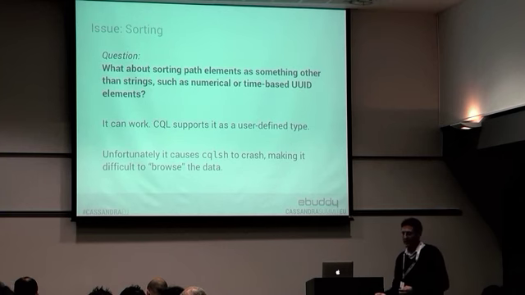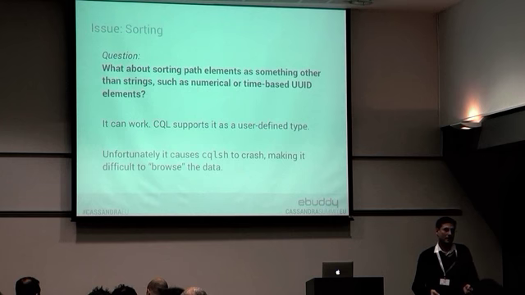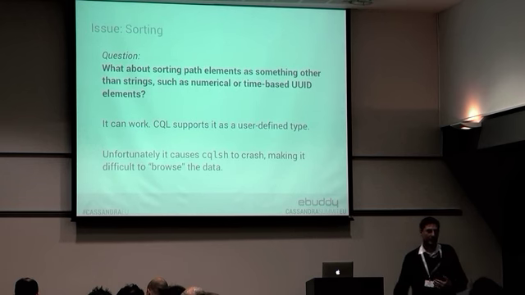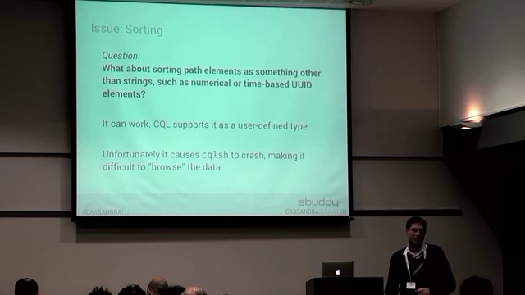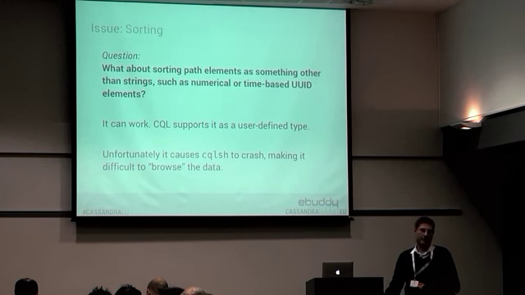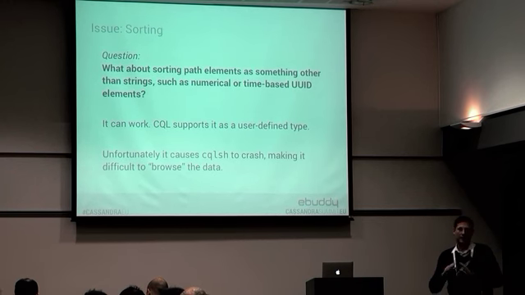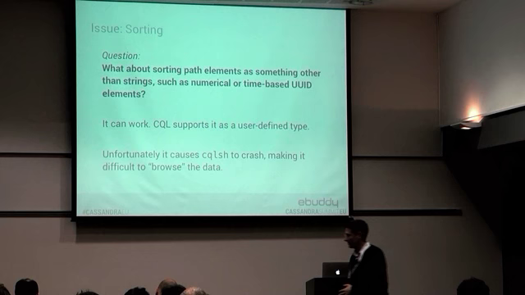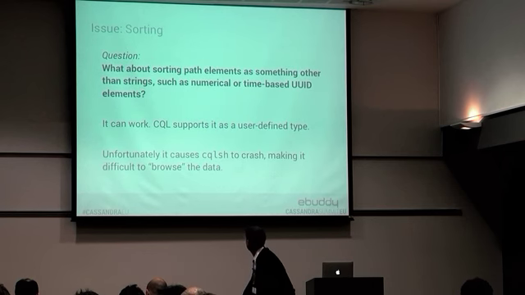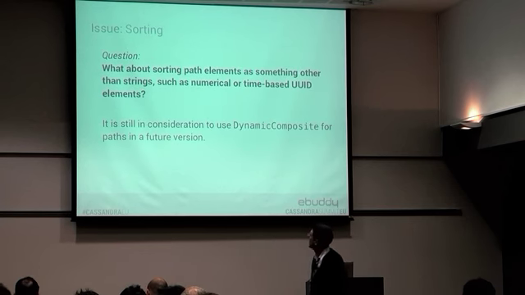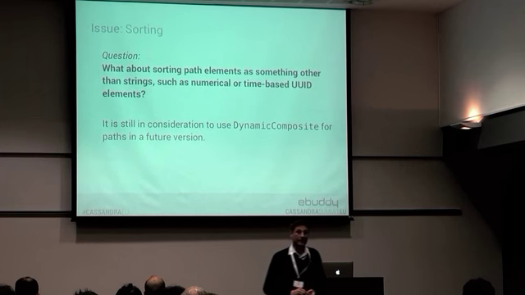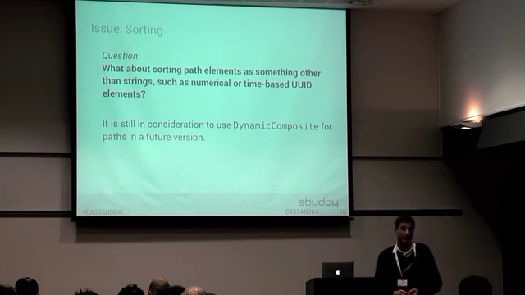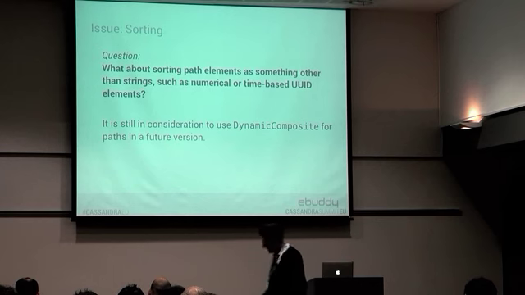When you read the data back into your POJO, if your POJO is a sorted map, those keys will naturally get resorted on the client, right? But for this version of the library anyway, we always store the columns as strings, so they will always be sorted in the database as strings. So still considering doing dynamic composites in a future version. So that's a possible future.